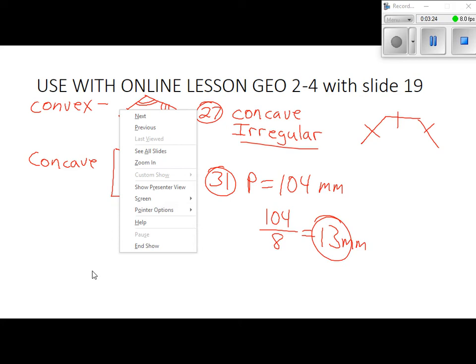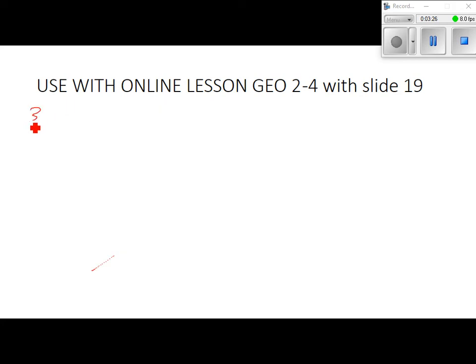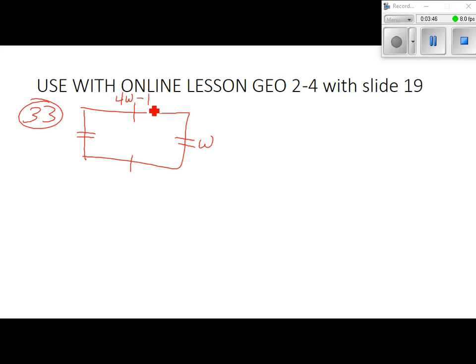Let me erase all this. Does that say 4W minus 1? Is that what that says? Yeah. So if this side's 4W minus 1, what's this side down here? 4W minus 1. So let's write that in. If this side's W, what's this side over here? W.